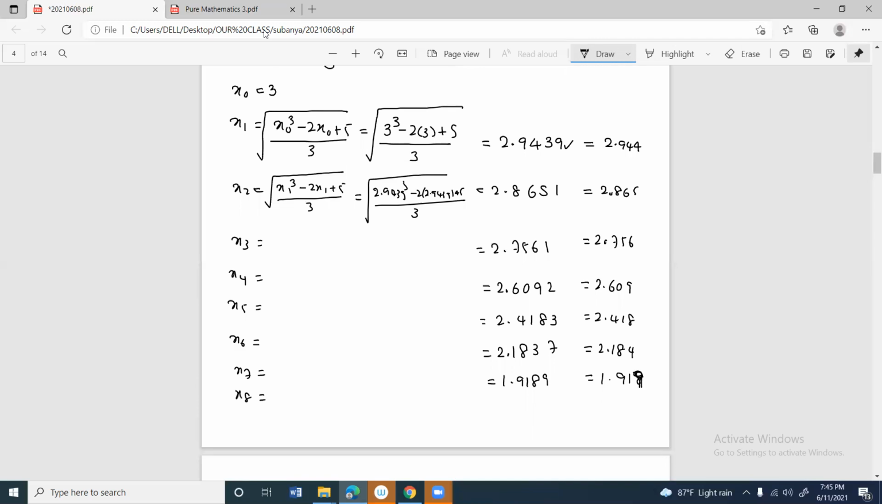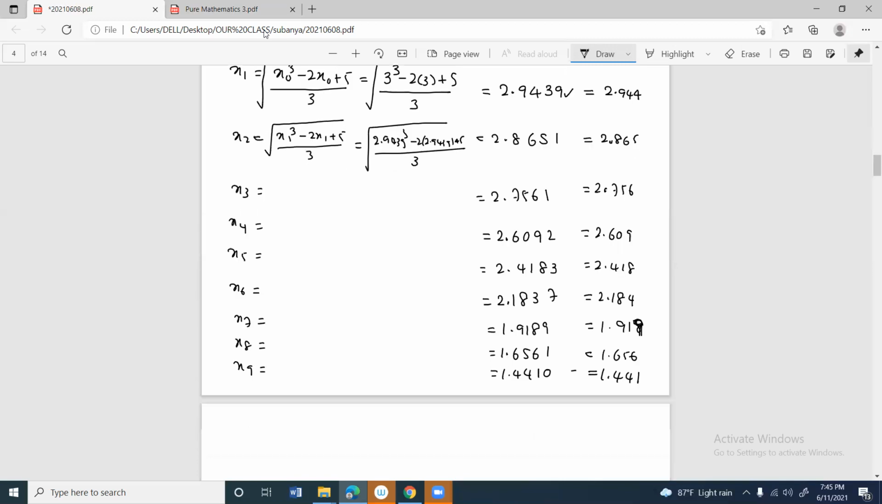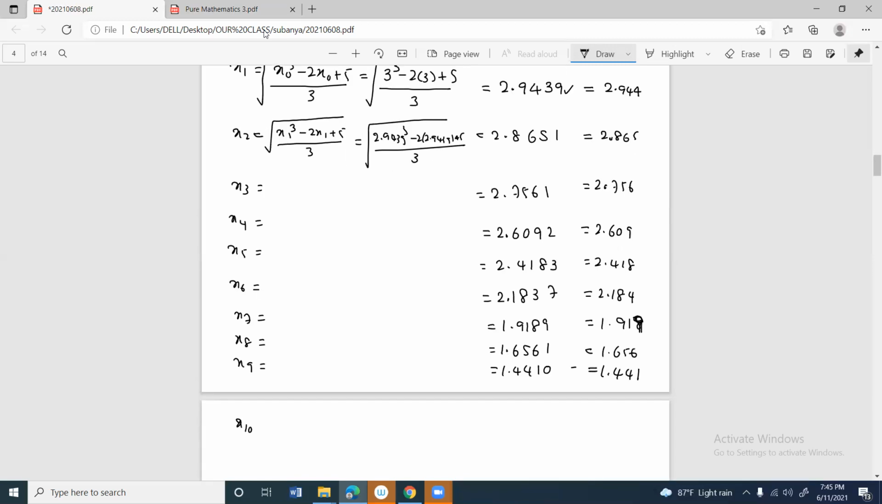Okay, x8 is 1.6561, so the answer is 1.656. Then x9 is 1.4410, that is 1.441. Down, but still it's not possible. Then x10 is 1.3051, that is 1.305. Still, it's not there.